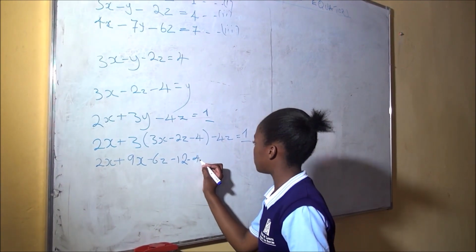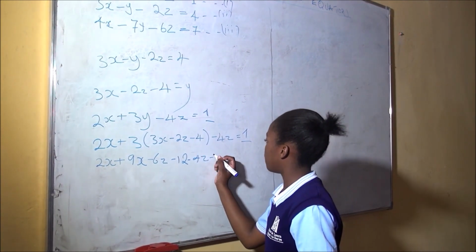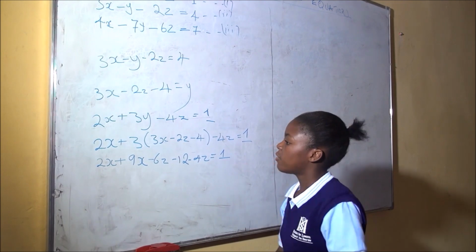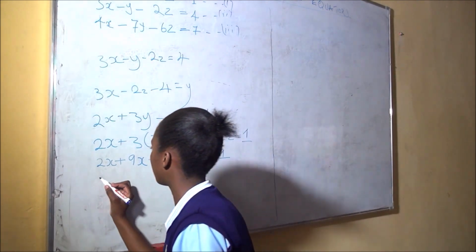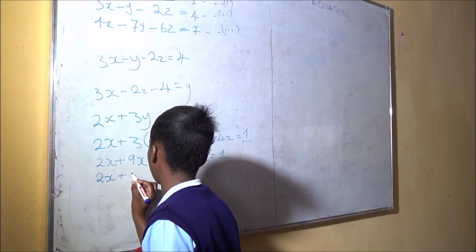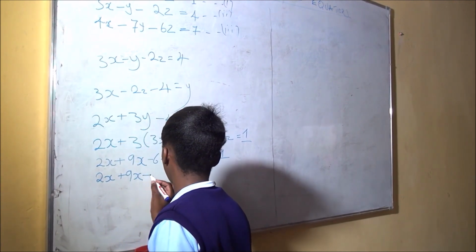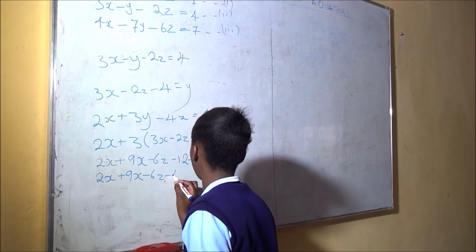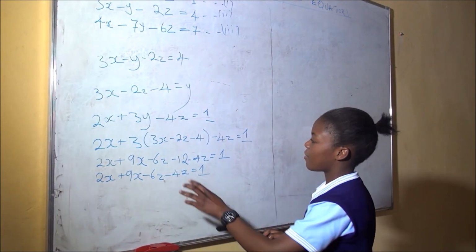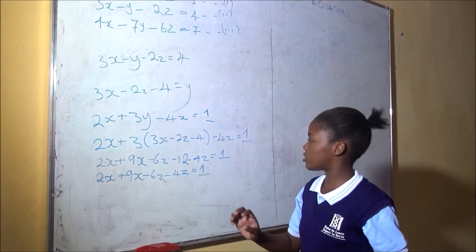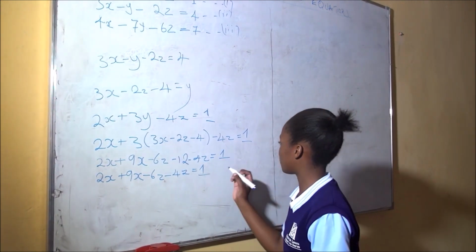Minus the 4z, which is right here, and the 1, which is this side. After this, I'm going to collect the like terms. Here I have my negative 12, so it's going to cross the equal sign, which is going to be positive 12.